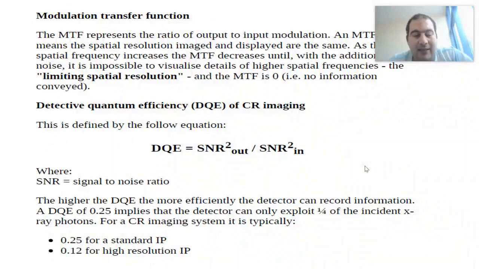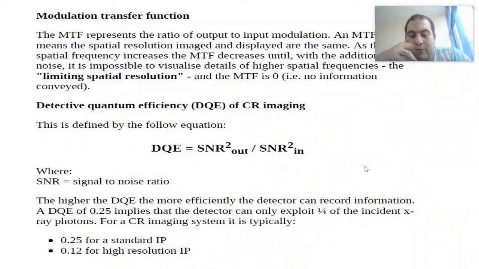You will indeed find that this detective quantum efficiency has specific values that actually depend on the particular type of imaging plate itself. If this imaging plate is used in the high-resolution technique, you will find that the detective quantum efficiency is 0.12, as you can see.